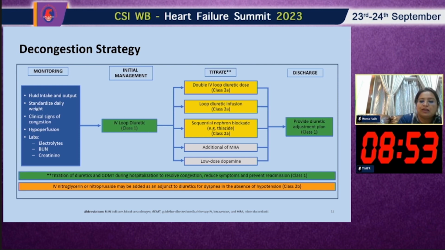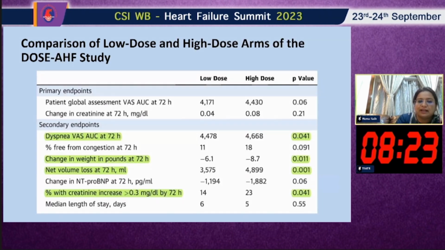Addition of MRA and low dose dopamine, not as a decongestant therapy, but a class 1 indication for the other disease modifying drug. And on discharge, the treatment plan for the diuretic dosage. Titration of diuretics and GDMT during hospitalization to relieve congestion, reduce symptoms, and prevent readmission is class 1. IV GTNs may be added as an adjuvant to diuretics for dyspnea in the absence of hypotension. That is a class 2B indication.